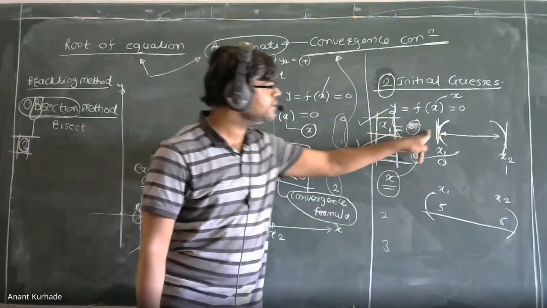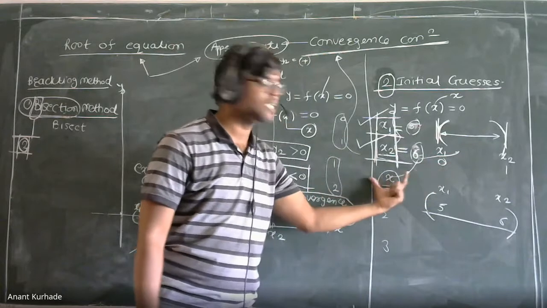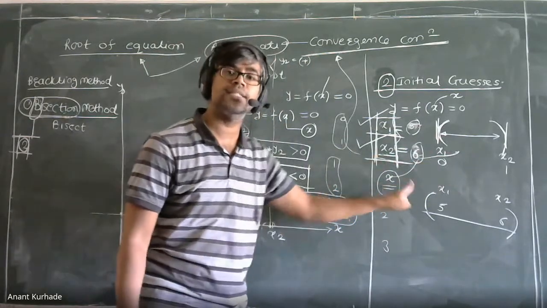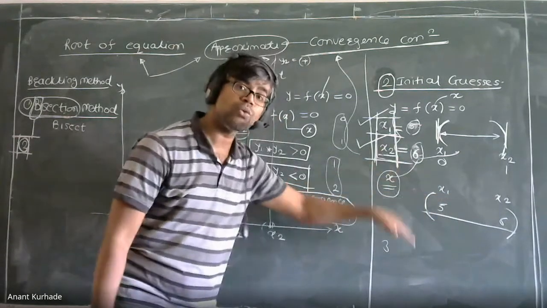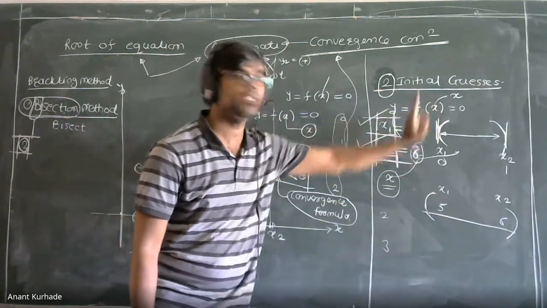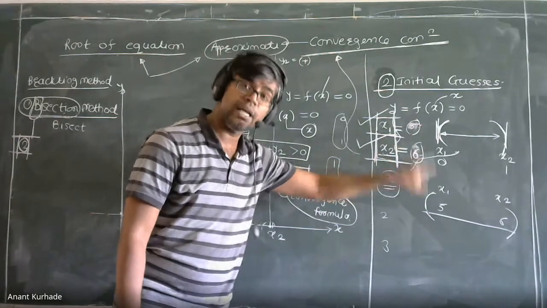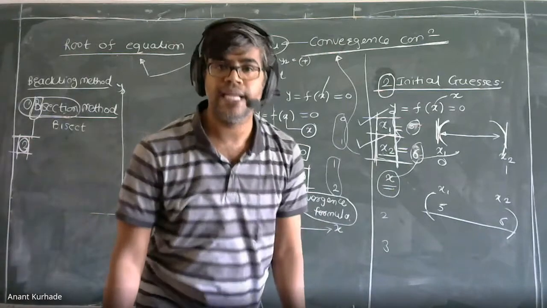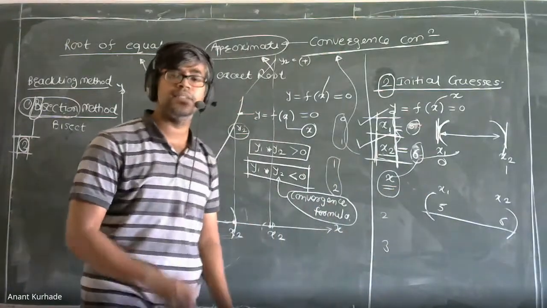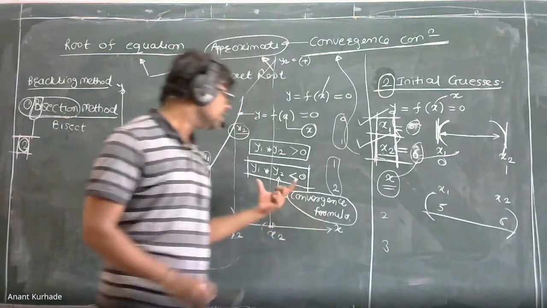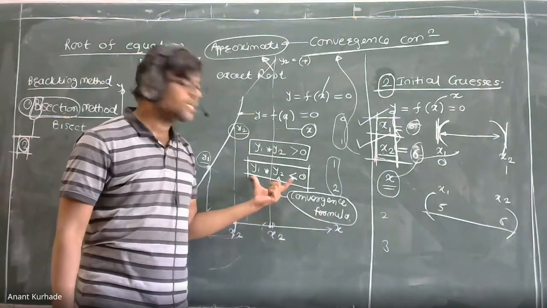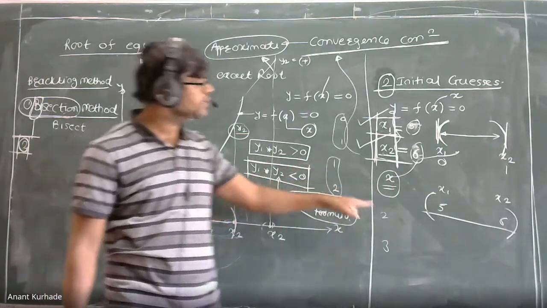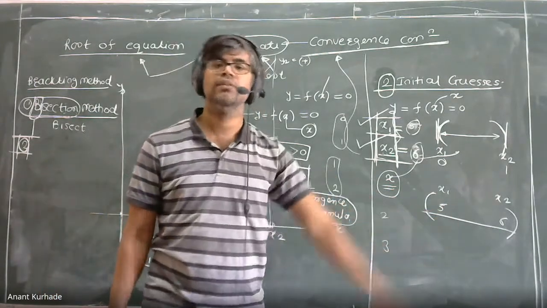X1 is 5, we can easily find y1, y2 and take the multiplication. If you find it is positive, then you can say the assumed cases are wrong. Then you have to take new initial cases, x1 is equal to 6, x2 is equal to 7, and again find y1, y2 and take the multiplication. If you find it is negative, less than 0, then you can say it satisfies the convergence condition, and so we can say the root lies between these new initial cases x1 and x2.